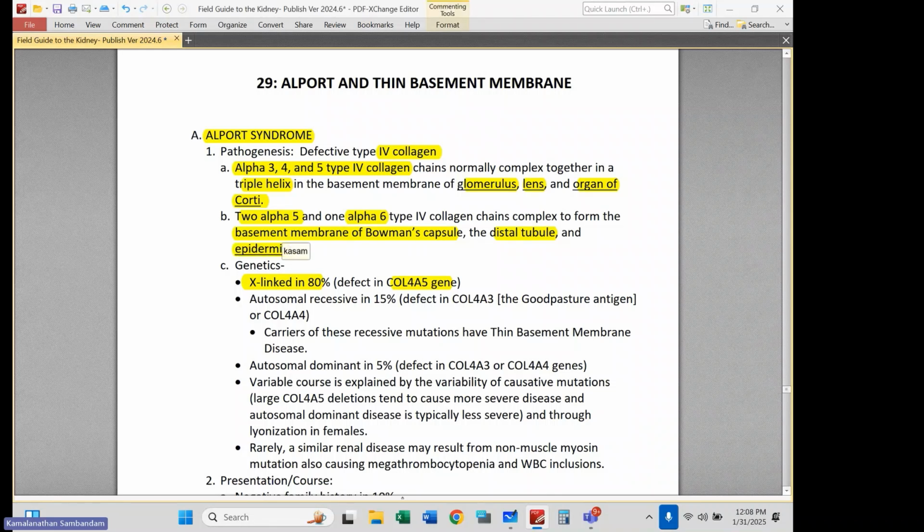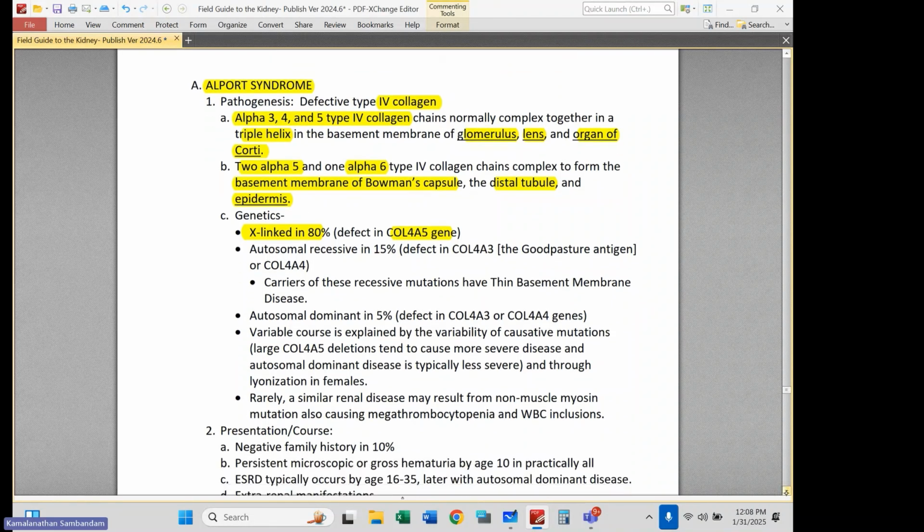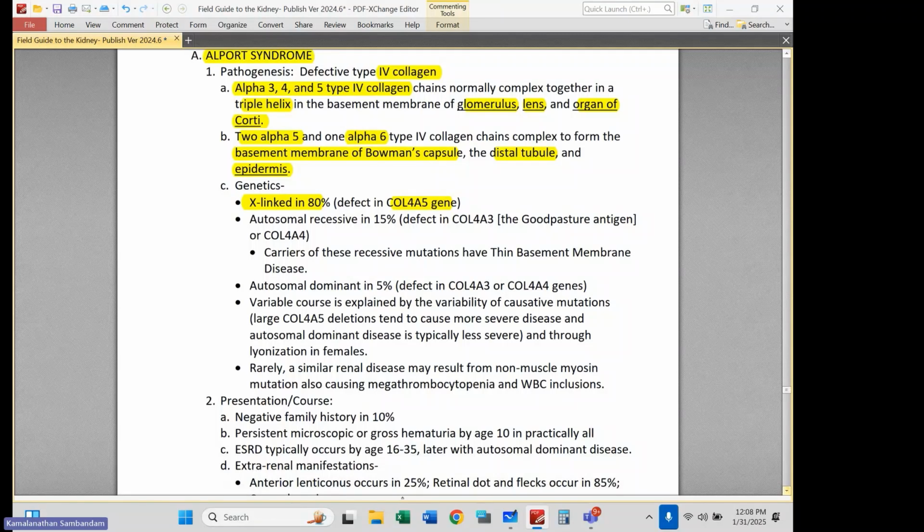Okay, that seems like tedious factoids, but it's going to become relevant as we discuss, for instance, how you can diagnose some of these collagenopathies through skin biopsies, where you can distinguish different forms of Alport's or thin basement membrane. Okay, so keep that in mind.